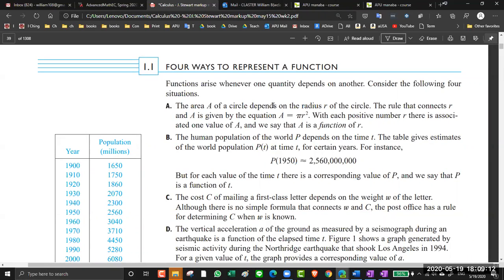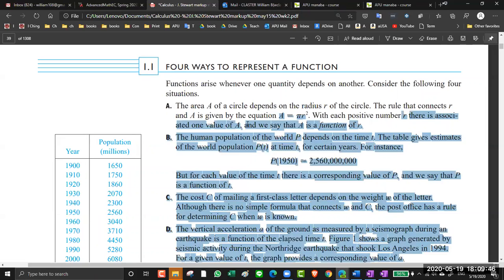First one is the area of a circle depends on the radius. So they say a function arises whenever one quantity depends on another. So here we have the area depends on the radius, and everybody knows the formula is the area equals pi r squared. So that's the explicit way that area depends on radius. But in any case, we know that area depends on radius, where with each positive number r, there is a single value of A.